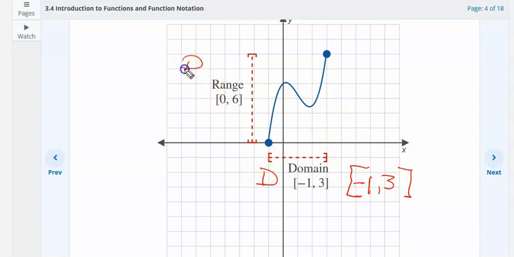Now for the range, again, we're projecting this graph to the y-axis. It's going to start here at 0, projecting that over there, and it goes up to this point, which is a 6. And again, this would be a closed system.